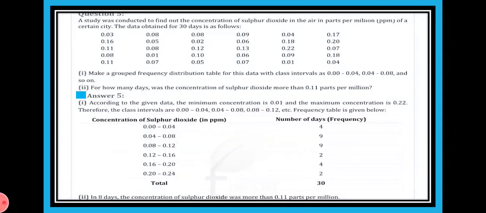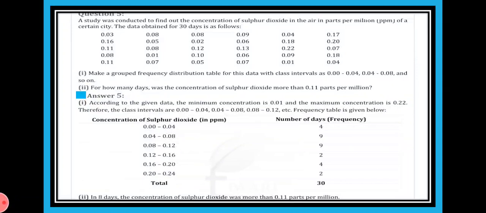So again let us prepare the frequency table, with two columns. First is the concentration of sulfur dioxide in ppm and the second column is the number of days, that is frequency. The first class interval is 0.00 to 0.04, then 0.04 to 0.08, 0.08 to 0.12, you have to take the difference of 4 units. Then 0.12 to 0.16, 0.16 to 0.20 and 0.20 to 0.24.